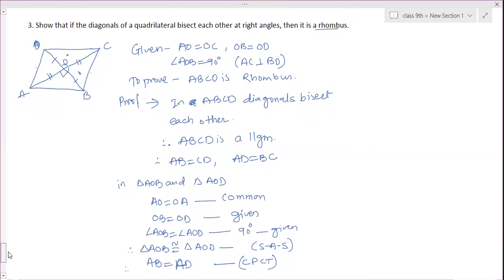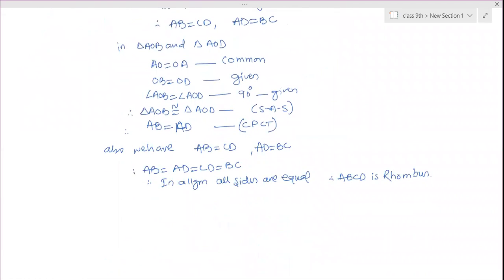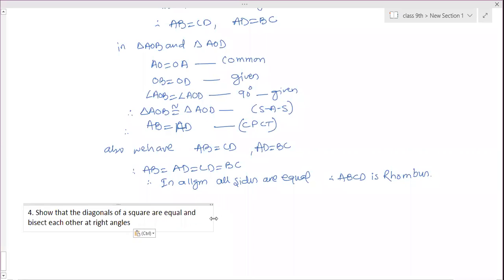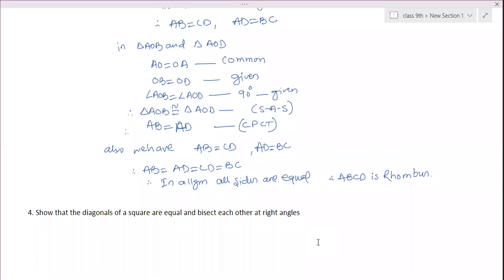Third question we have done in quadrilaterals. Then the fourth question: show that the diagonals of the square bisect each other, are equal, and bisect each other at 90 degrees. Ma'am, this is exercise 8.1, right? Yeah. Diagonals of the square are equal as well as bisect each other at 90 degrees. That we have to prove.